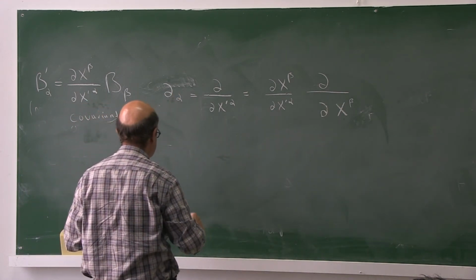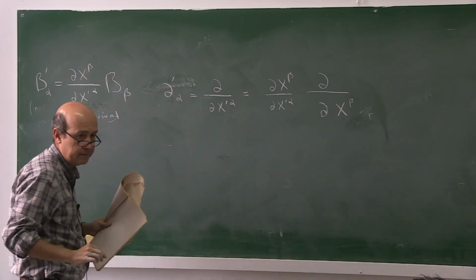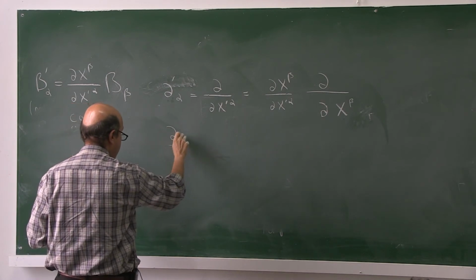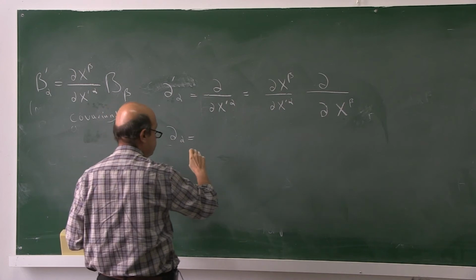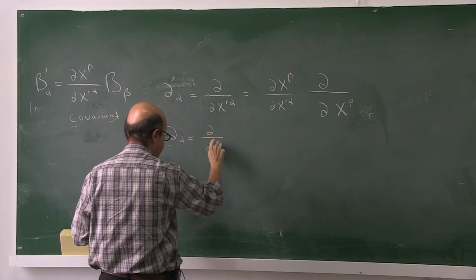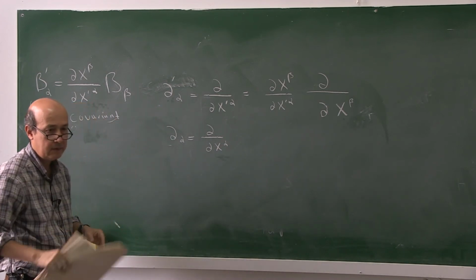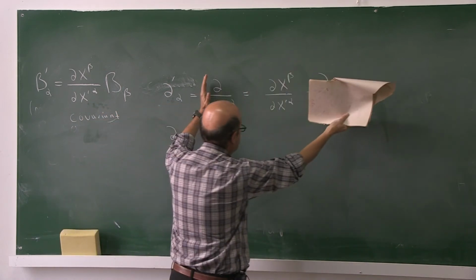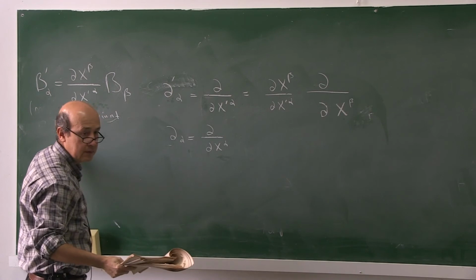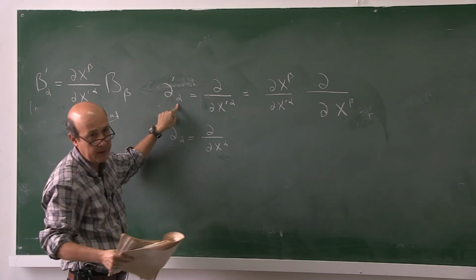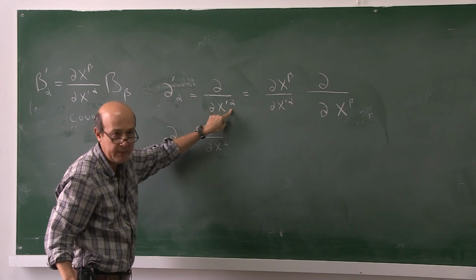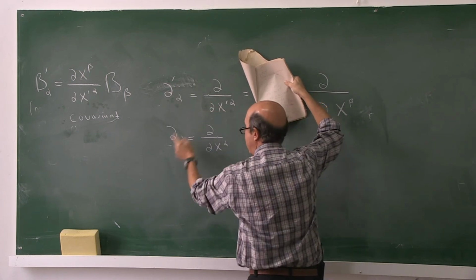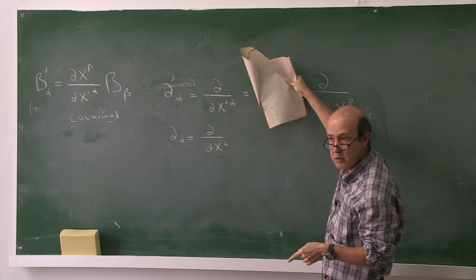We can express this as del prime alpha, or in general, del alpha is equivalent to what? Del over del x alpha. Here there's no transformation, it's the pure definition. Since this process is similar to the covariant, I call this del prime alpha, which is equal to del over del x prime alpha. Then forget the transformation, and say instead prime and unprimed.